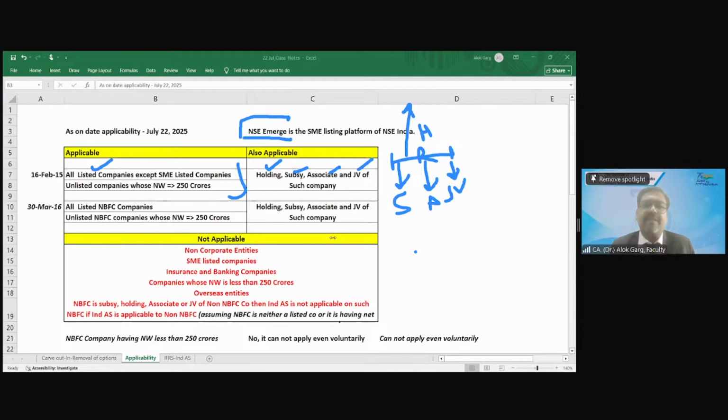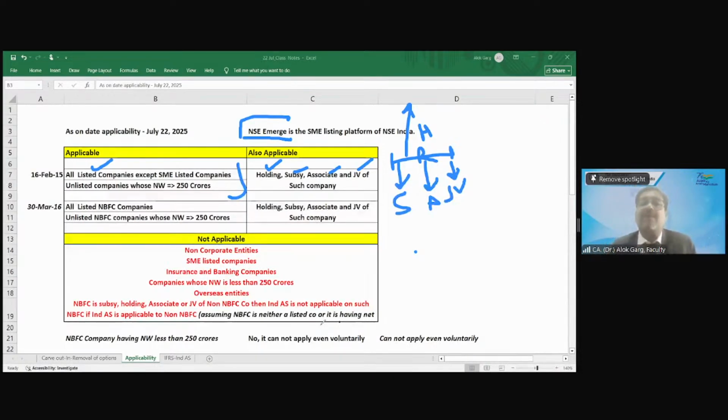Yes. So friends, as per the 16 February 2015 notification, Ind AS is applicable to all listed companies except SME listed companies. Ind AS is applicable to all unlisted companies where net worth is more than 250 crores. If it is applicable to a company, it is automatically applicable to the holding, subsidiary, associate and joint venture of such company.